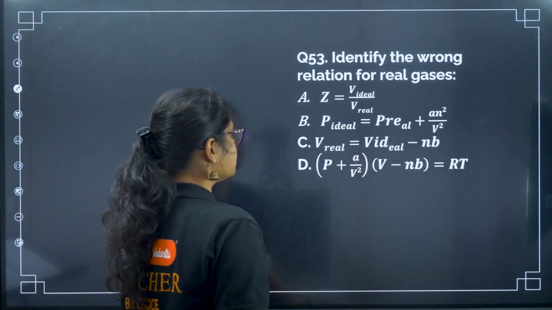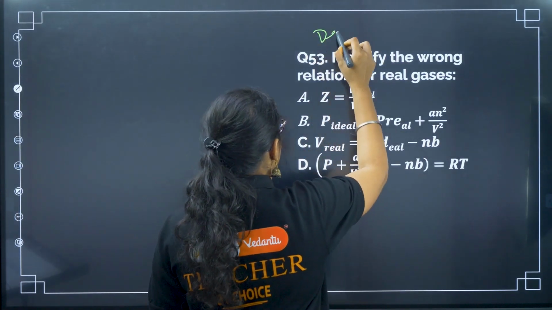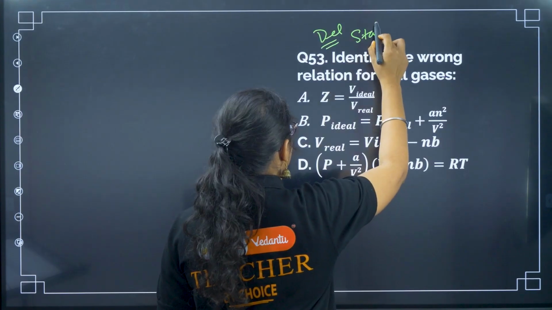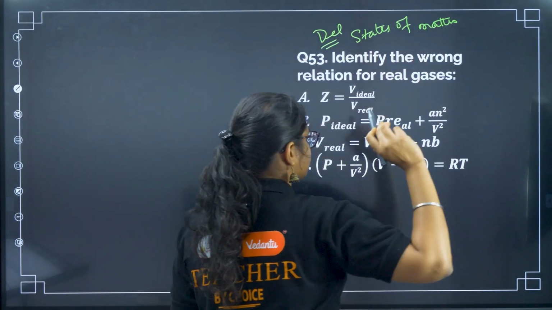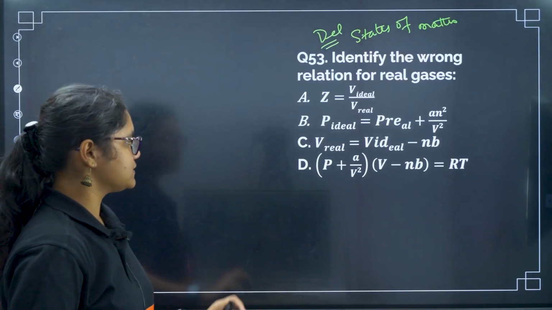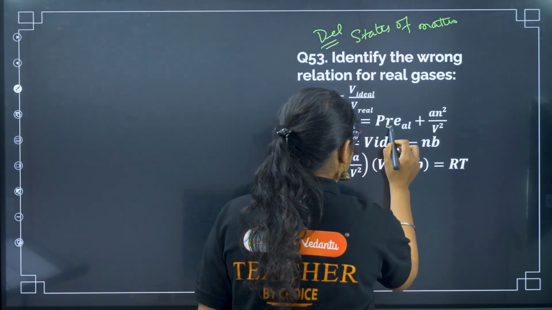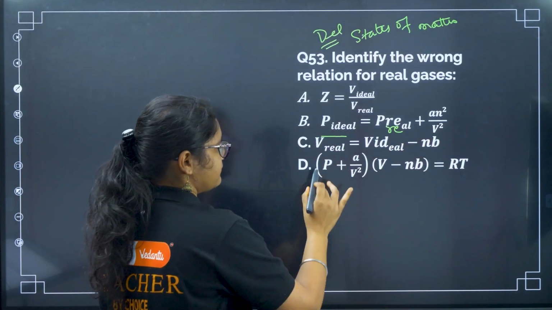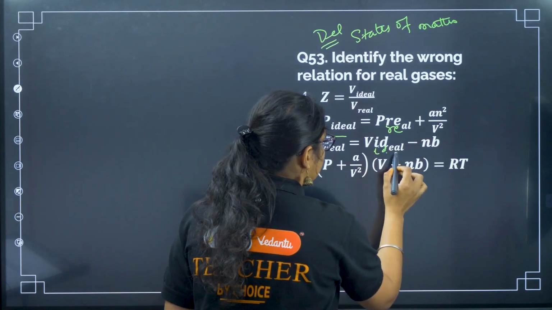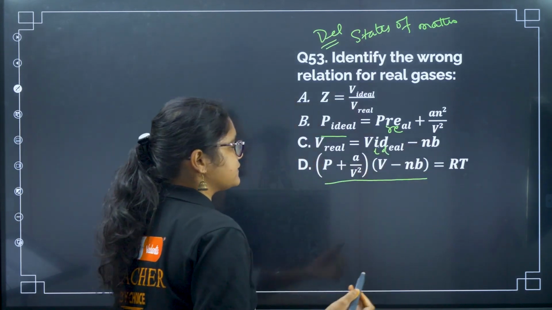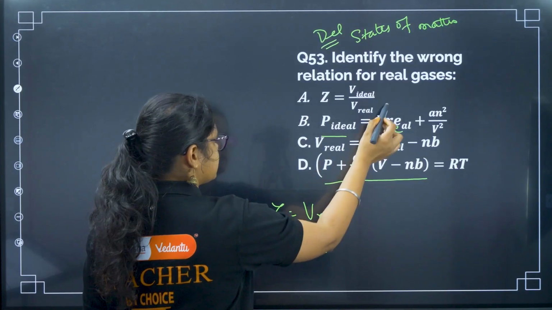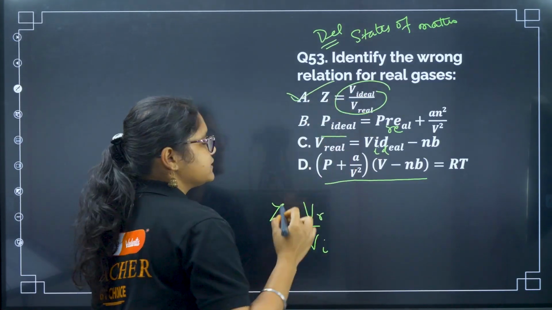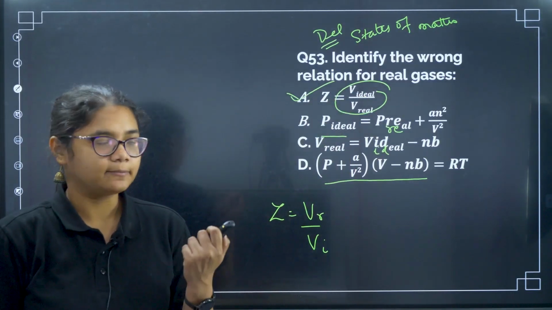Next, so this question was also from deleted portion, that is states of matter. Okay, so this question is from real gas. So these equations are correct. P ideal is equal to P real plus n square a by V square. V real is equal to V ideal minus nb. This is also a real gas equation. Z is equal to actually V real by V ideal. This statement is incorrect. So correct answer for this question is option number A.